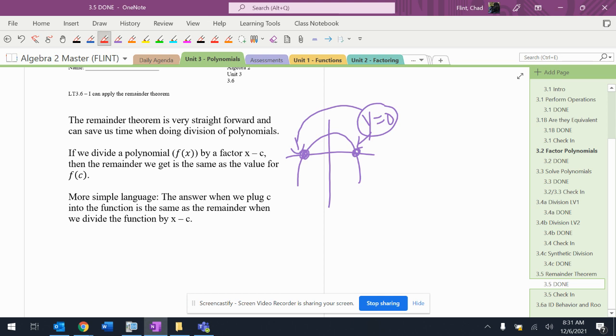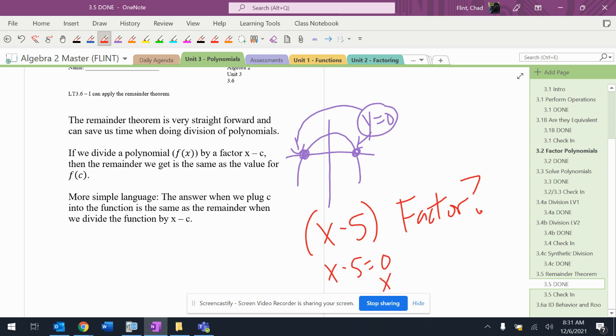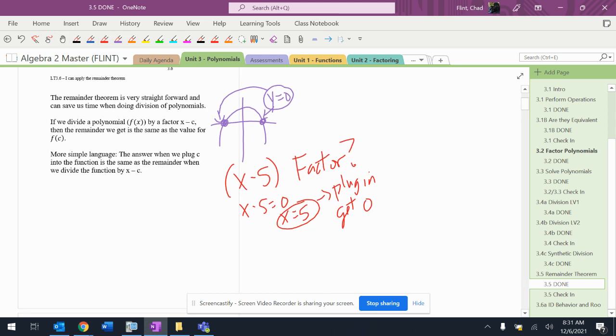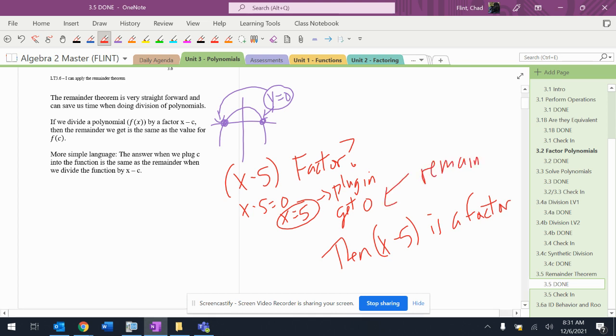So if I have something that says, say, x minus 5, and it wants to know if that's a factor, it would be a factor if when I solve this, I would get x equals 5. If I plug in 5 and get 0 for an answer, then x minus 5 is a factor because when I divided it, that would be my remainder. So it's this nice little shortcut that I can use for a very, very specific thing.